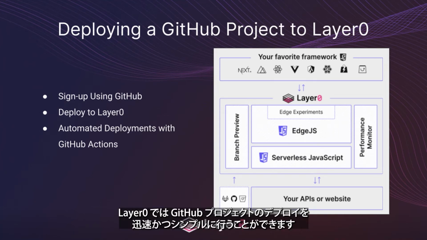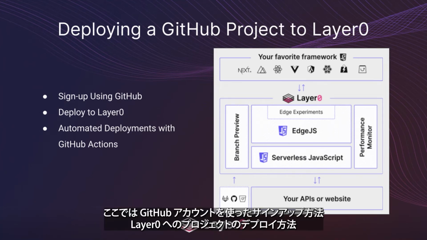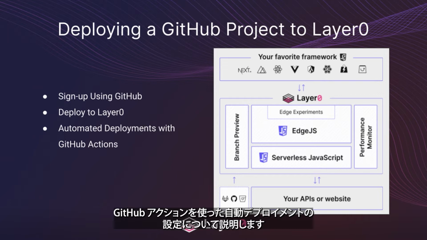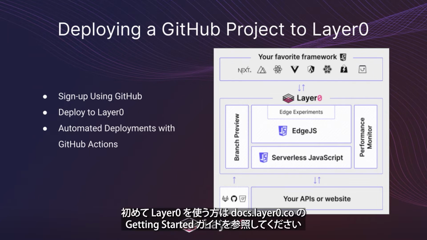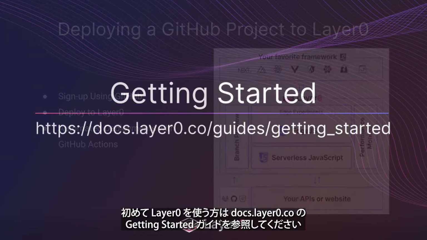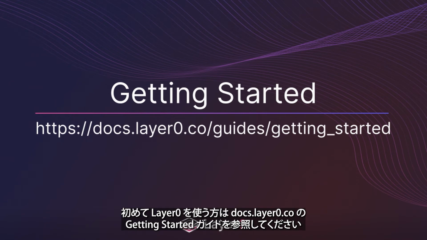Layer0 makes deploying your GitHub project fast and simple. Let's discuss how to sign up using your GitHub account, deploying your project to Layer0, and setting up automated deployments using GitHub Actions. We will also be using the Layer0 CLI to interact with the platform. So if this is your first time working with Layer0, see our Getting Started guide at docs.layer0.co.